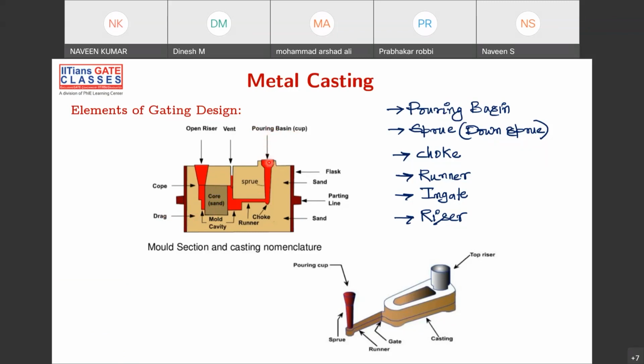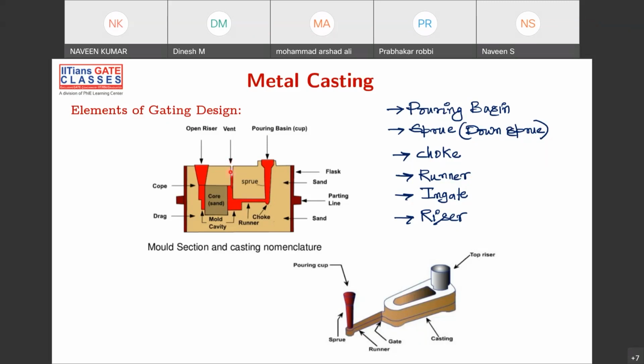We are pouring material into this, and then it is coming through the sprue. What is the use of the sprue? I'll tell you. This is also known as the down sprue. And then it is hitting the choke, and once it is hitting the choke, it is taking a sharp turn onto the left hand side and passing through the runner. This is called the runner, and then it is entering into the mold cavity. The entry point of molten metal into the mold cavity is known as the ingate. This is a gate into the mold cavity.